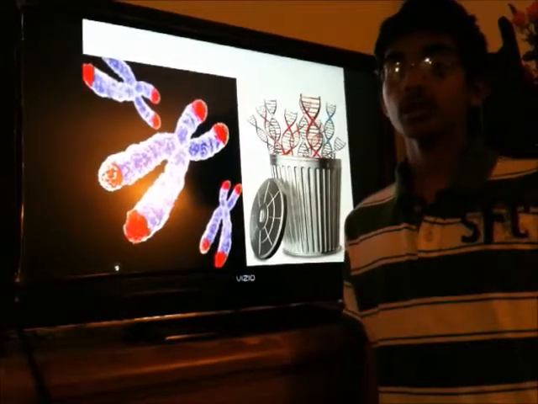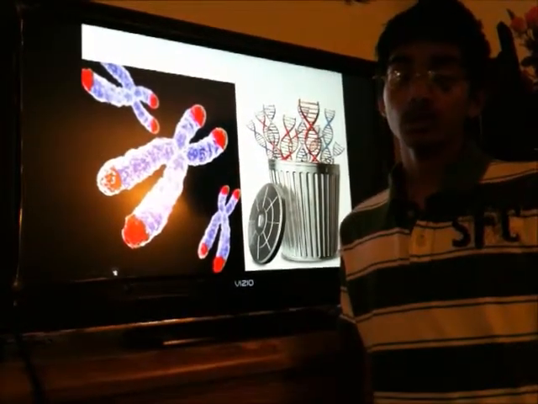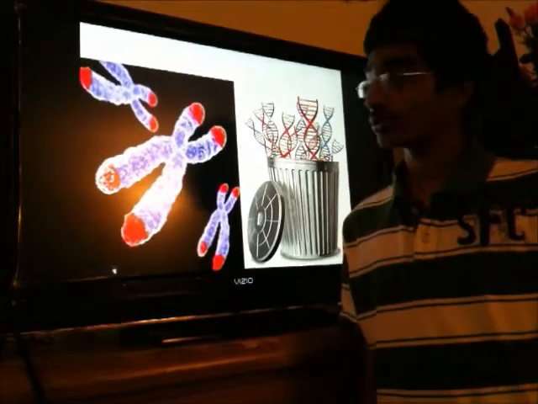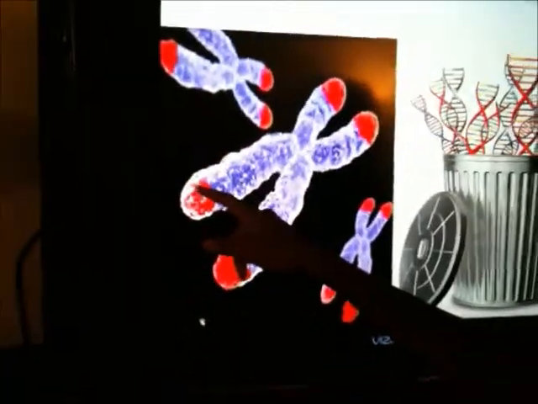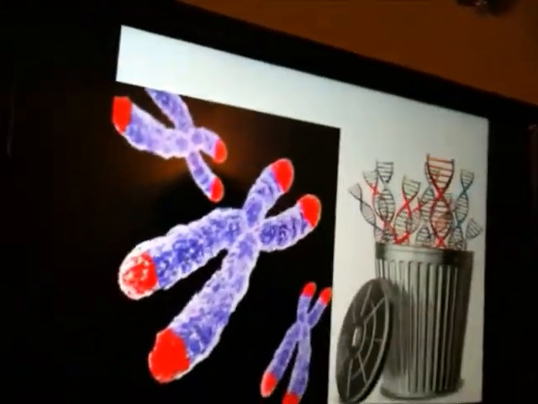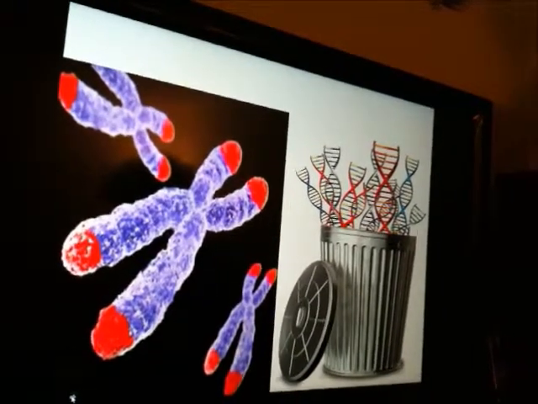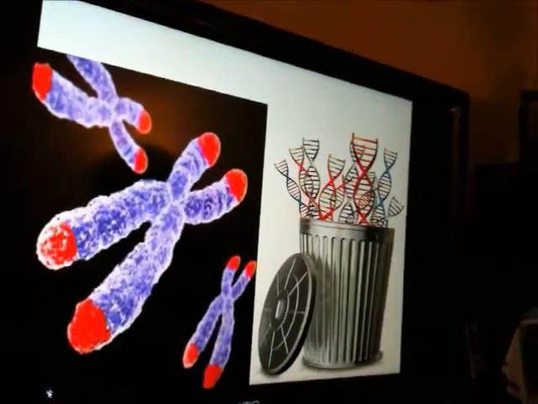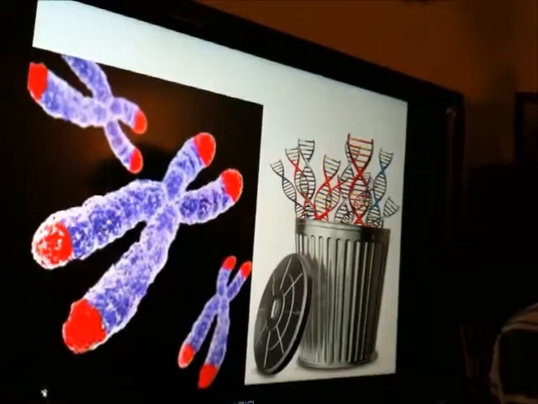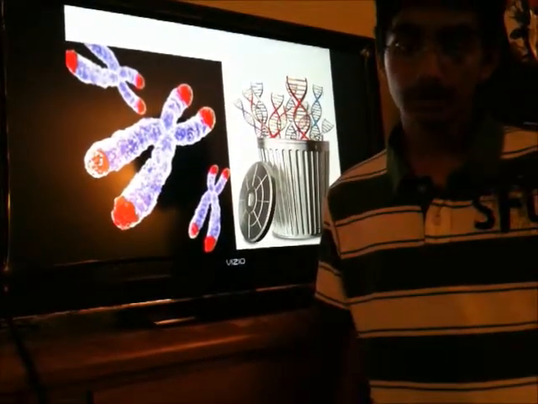Telomeres are tiny strands of DNA at the ends of each of the chromosomes that protect the ends of chromosomes. As you can see right here, all this red stuff are telomeres. They are kind of like glue because they help prevent harm to the chromosomes of a cell. They also help determine how long a cell lives.